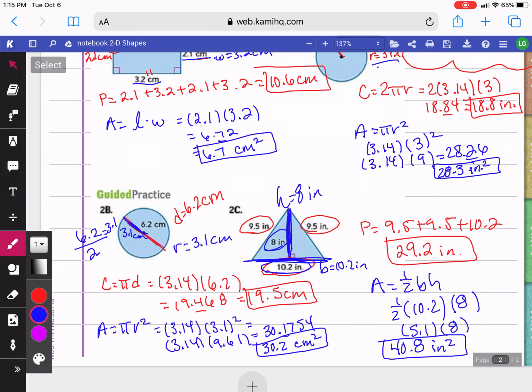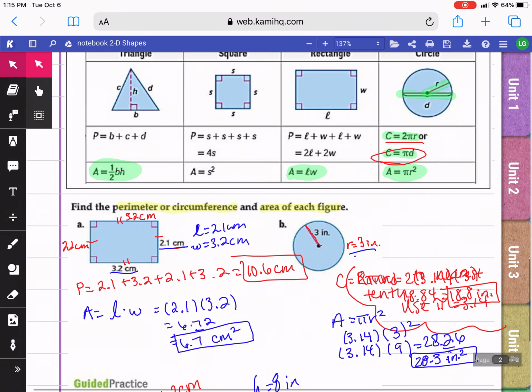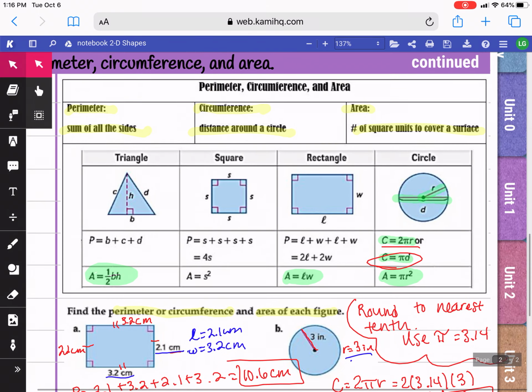So when you're finding perimeter, circumference, and area, if you don't have the formulas memorized, because all this is plugging into formulas, make sure you come back to your notes and look up the formulas so that you can use them.